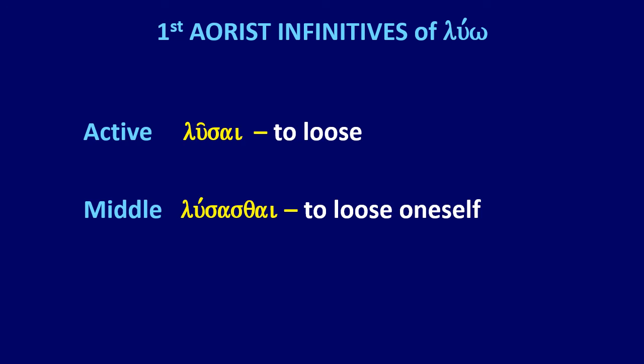There is a separate form for the passive infinitive, luthanai, which we'll see in our next lesson, but we're going to skip that one for now. And there's also separate forms for second aorist infinitives, which are different from what you see on your screen right now. That's also the subject for a future study.